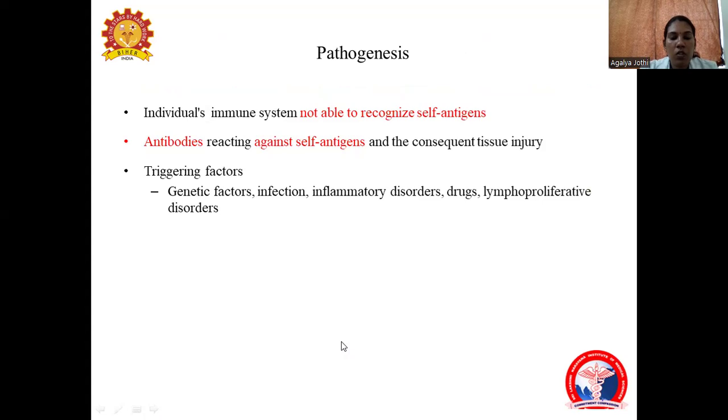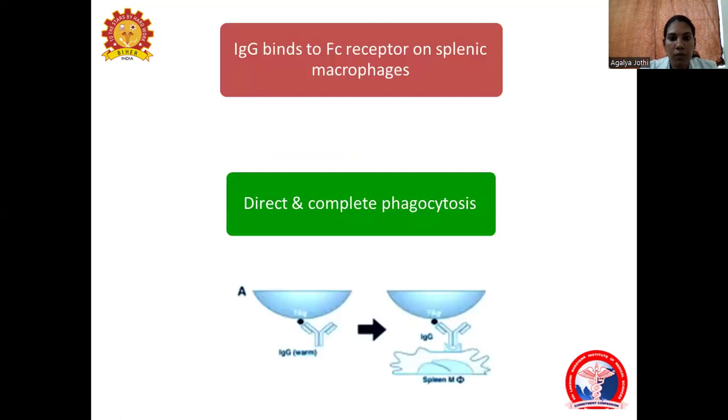Now coming to the pathogenesis of warm reactive antibody. The individual's immune system is not able to recognize self-antigens. Here the antibodies react against self-antigens, causing subsequent tissue damage. The main triggering factors are genetic factors, infections, inflammatory disorders, drugs, and lymphoproliferative disorders. This is the main mechanism of the warm antibody type.